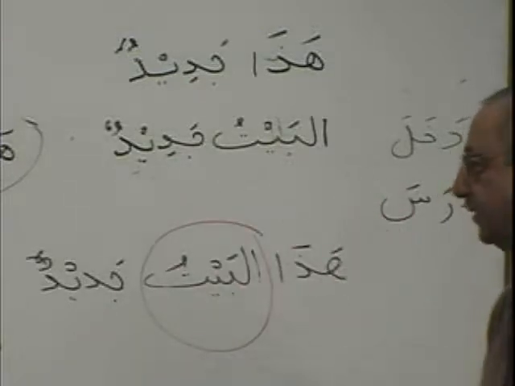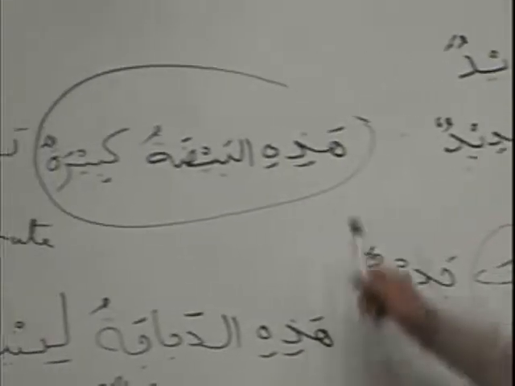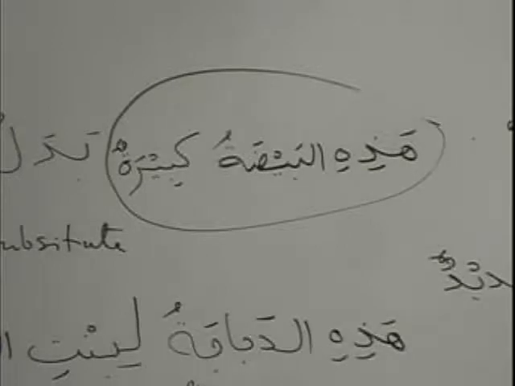Okay. Look at this sentence. هَذِهِ الْبَيْدَةُ كَبِيرَةٌ. What is the English translation? This egg is big. So what is هَذِهِ? مُبْتَدَى. What is الْبَيْدَةُ? بَدَل. Because see, it came after ismu ishara. Sahi? And then what is كَبِيرَةٌ? خَبَر. You got the idea, inshallah?